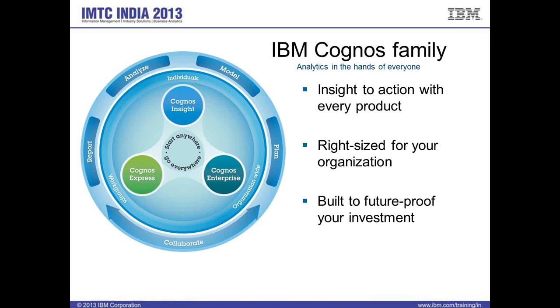And last but not least, IBM Cognos Enterprise, which is the flagship product of the IBM Cognos family, allows each and every user in the organization to access the business intelligence capability given by the product. All these three products basically give an insight to action approach for organizations. They can get the insight from available data, assign it to individuals, and then take the proper actions for the particular business requirement.